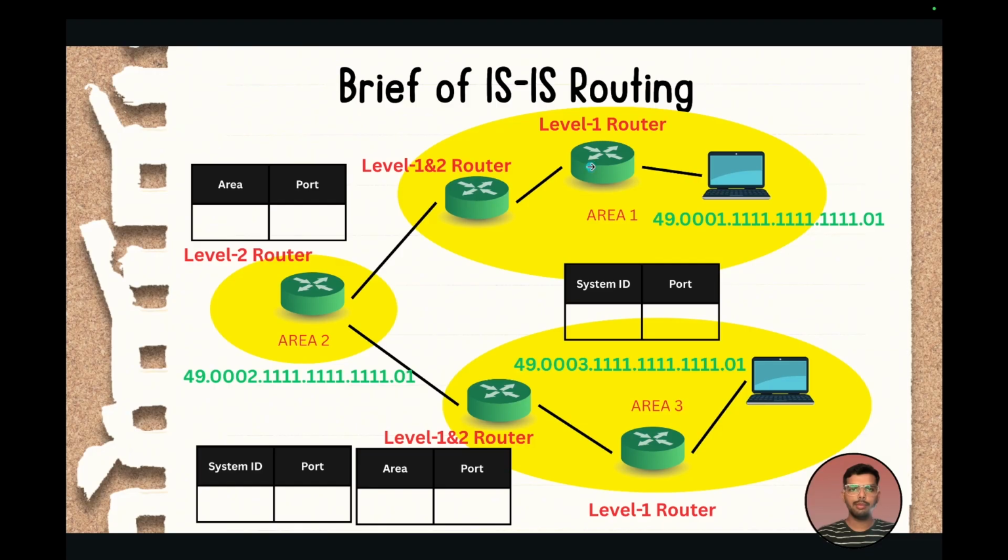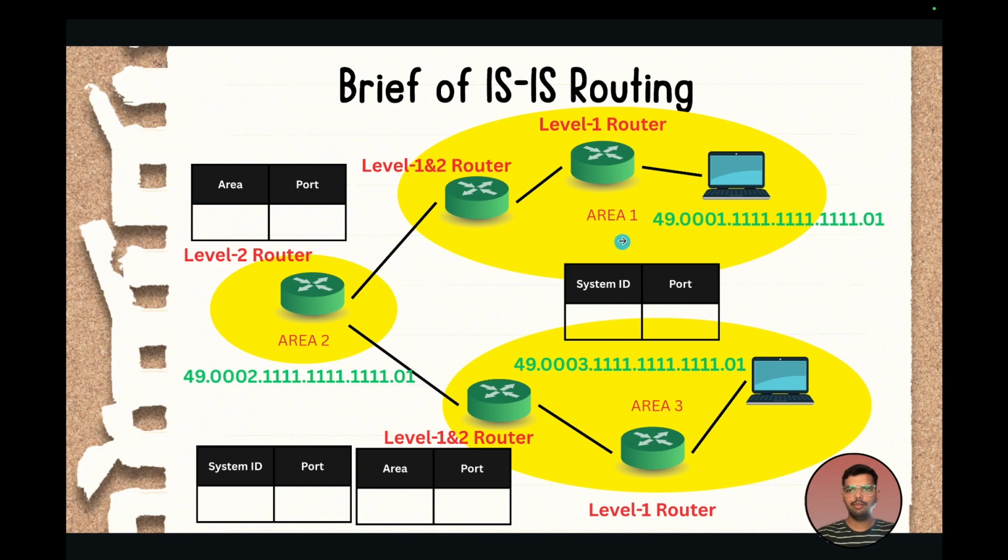Now if you are aware of the levels of routers that we covered in the last session, this is the level 1 router, which is connected to an end system and another router in the same area. This is the level 1 and 2 router, which is connected to any level 1 router in the same area, or to a router in a different area. So that is a level 1 and 2 router. Then the level 2 router is the only router in its area, so that is a level 2 router. Then this is again a level 1 and 2 router, and this is a level 1 router.